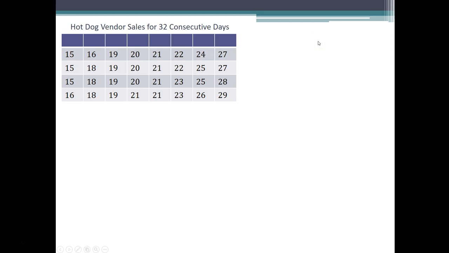All right, let's make one of our own frequency distributions. This is a set of data from a hot dog vendor who recorded his sales in hot dogs for 32 consecutive days. And then he listed the numbers of hot dogs in numerical order. But you do have 32 pieces of data here. And it says construct a frequency distribution letting each class have a width of 1.